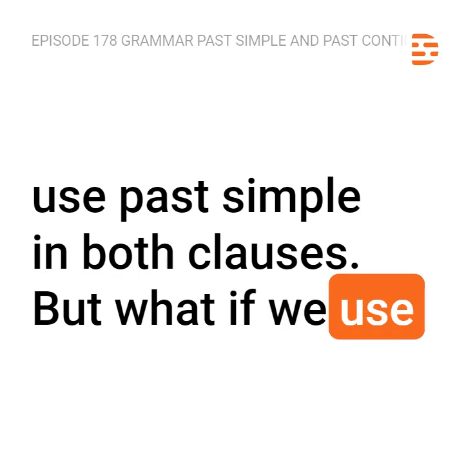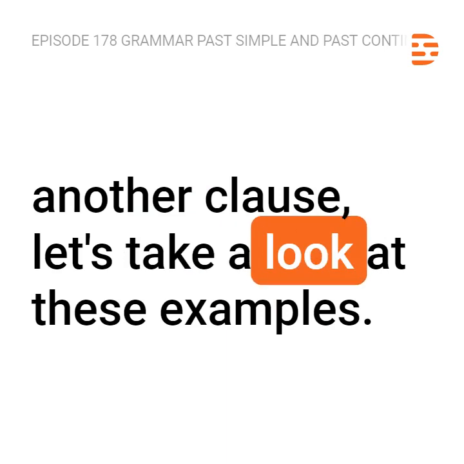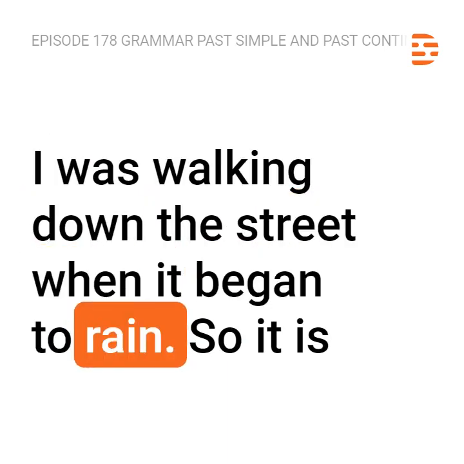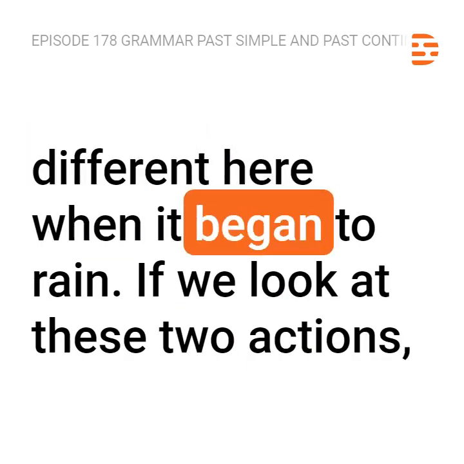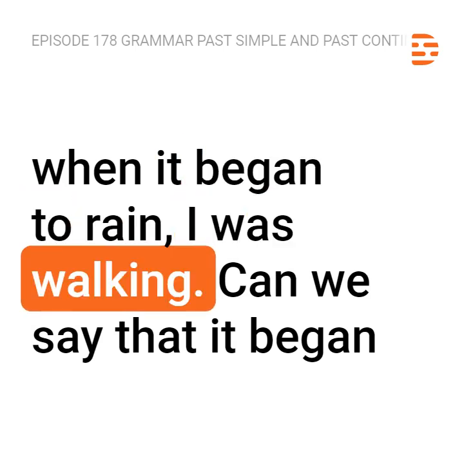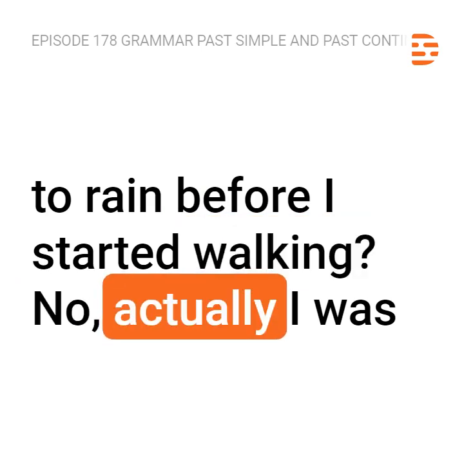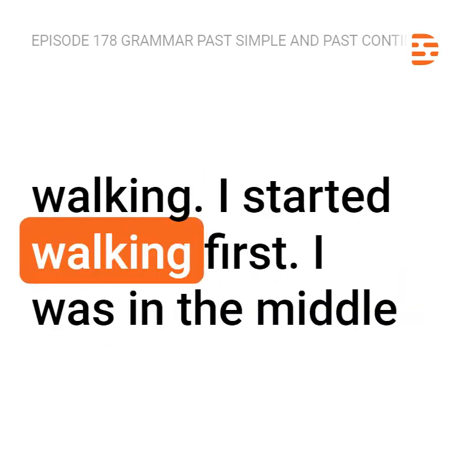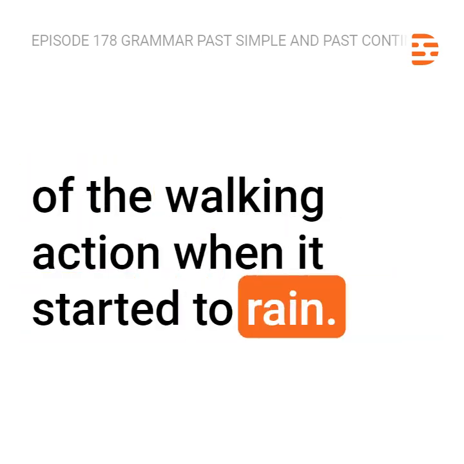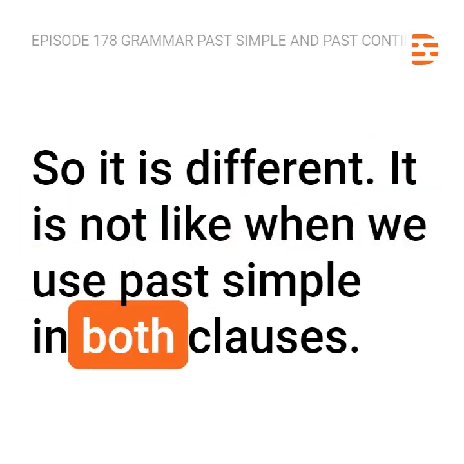But what if we use past continuous in one clause and past simple in another clause? Let's take a look at these examples. I was walking down the street when it began to rain. So it is different here. When it began to rain, if we look at these two actions, when it began to rain, I was walking. Can we say that it began to rain before I started walking? No, actually, I was walking. I started walking first. I was in the middle of the walking action when it started to rain. So it is different. It is not like when we use past simple in both clauses.